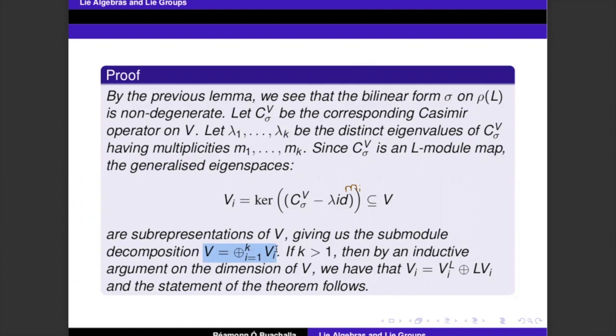But what's important about this, why are we decomposing them into these eigenspaces? Well, the generalized eigenspaces themselves are not so important. The important part is that because C is an L module map, and because the identity is clearly an L module map, this sum here is going to be an L module map. And that means that these generalized eigenspaces are themselves going to be submodules. So what we have is we've used the Casimir operator to produce a decomposition of V into submodules.